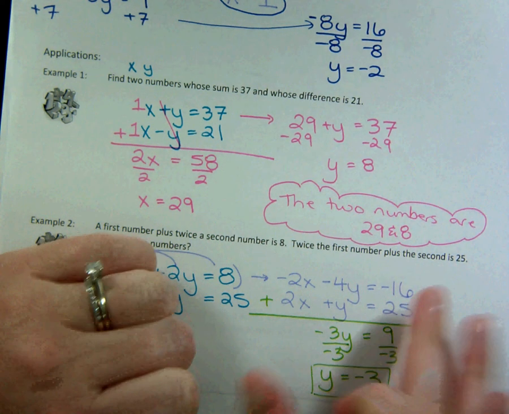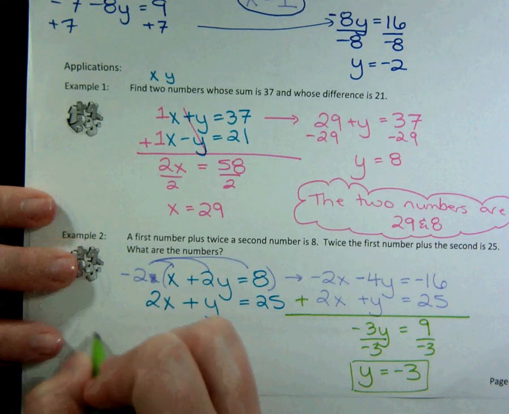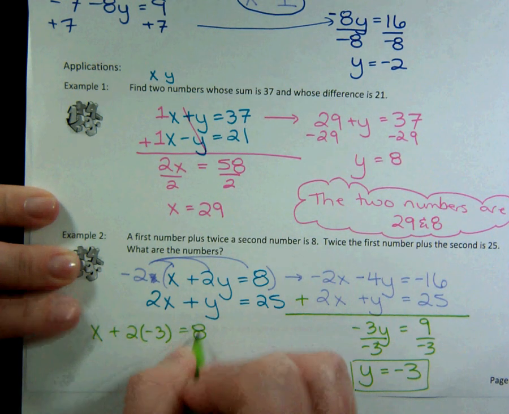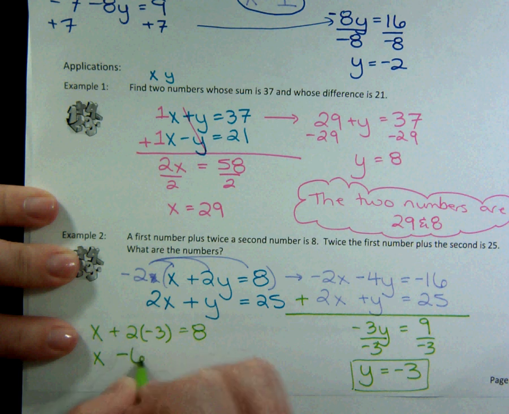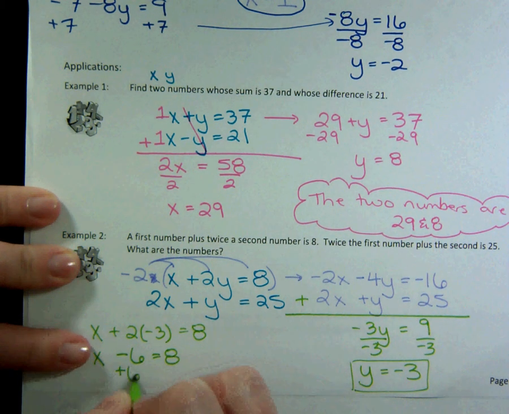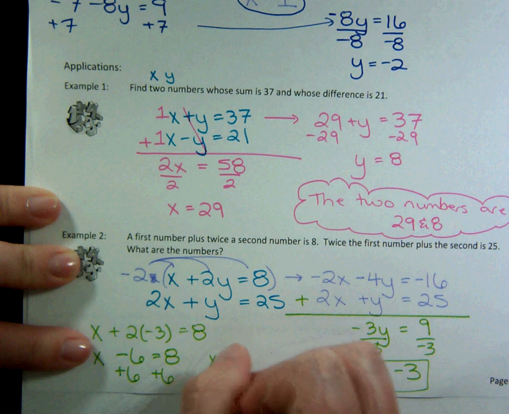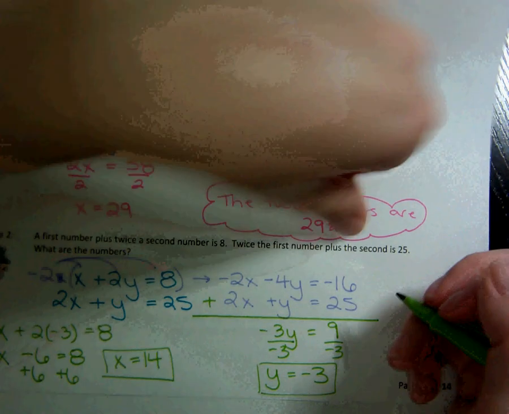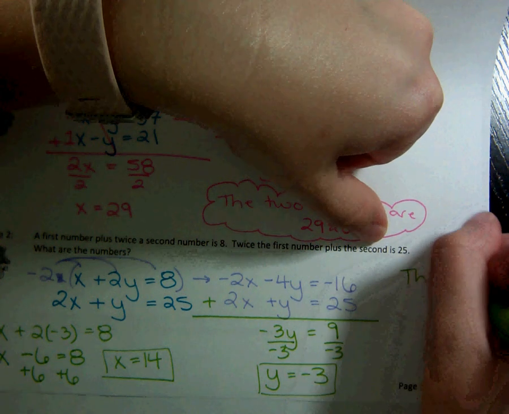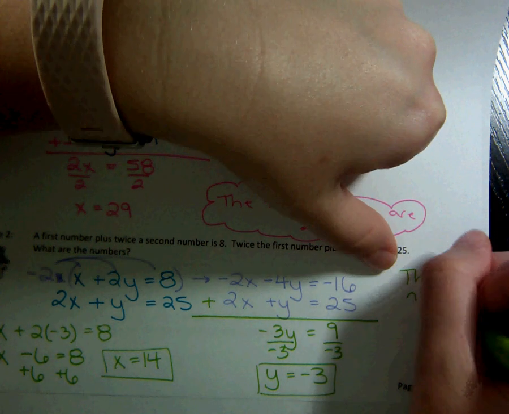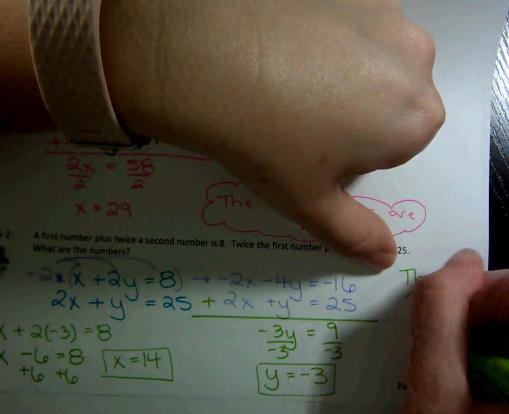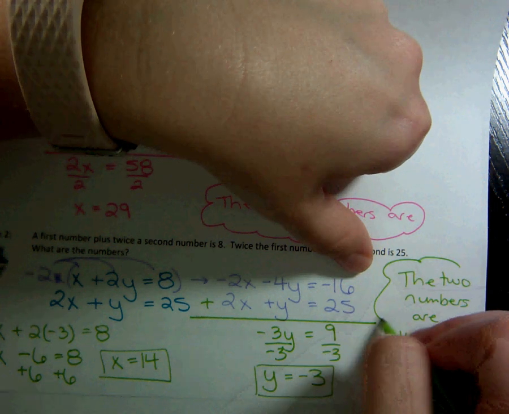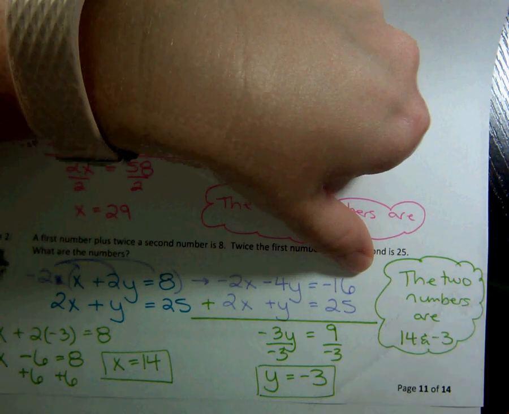Then we'll plug that into either equation. I'm going to plug it into the top equation. X plus 2 times negative 3 equals 8. So that's going to be x minus 6 equals 8. If I add 6 to both sides, I get x equals 14. And again, here it doesn't matter which one's which. You would just state the two numbers are, in either order, 14 and negative 3. It doesn't matter which way they go for these types of word problems.